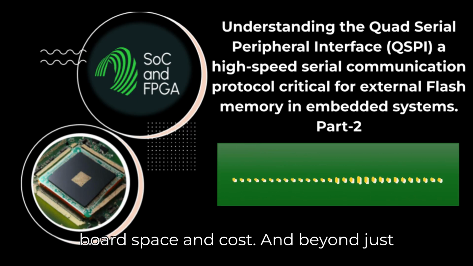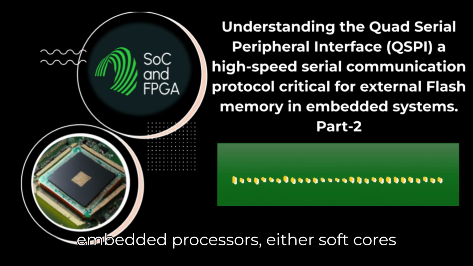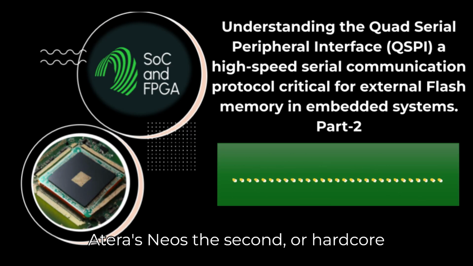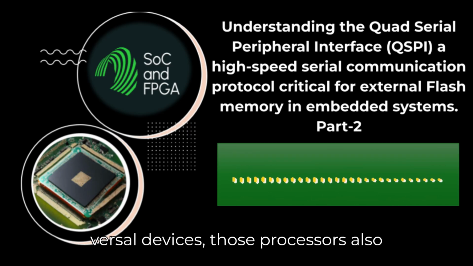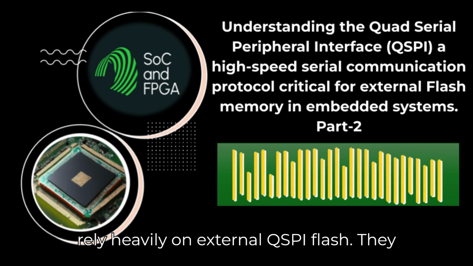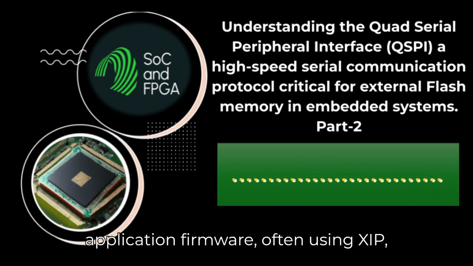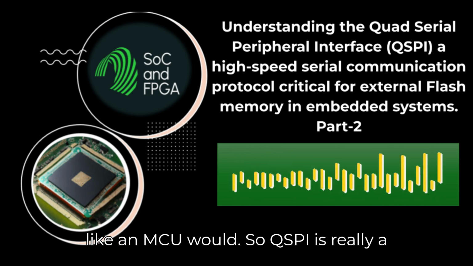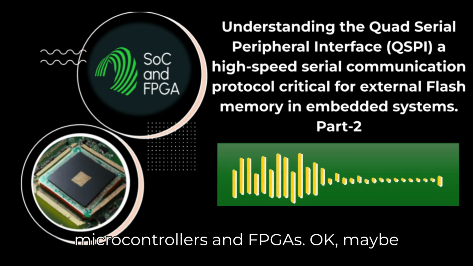Makes sense. And beyond just configuration, if the FPGA contains embedded processors, either soft cores like Xilinx's, AMD's MicroBlaze or Intel Altera's Nios II, or hard core processors like the ARM cores in Zynq or Versal devices, those processors also rely heavily on external QSPI flash. They use it for storing their boot code, their application firmware, often using XIP, and for non-volatile data storage, just like an MCU would. So QSPI is really a fundamental building block across both microcontrollers and FPGAs.